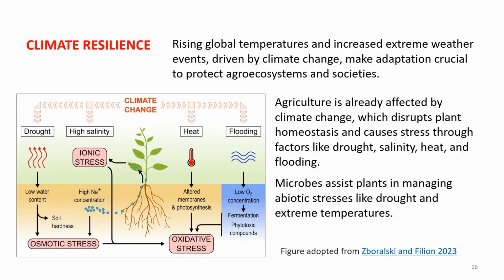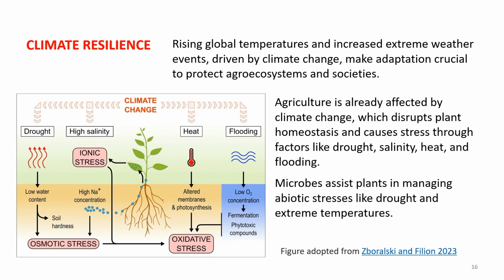So, we know that currently rising global temperatures and increased extreme weather events are being driven by climate change, making adaptation crucial to protect agro ecosystems, forest ecosystems and ocean ecosystems, and also to safeguard societies and nations. Agriculture is largely affected by climate change already. It disrupts plant homeostasis and causes stress through factors like drought, salinity, heat and flooding. Microbes assist plants in managing abiotic stress like drought and extreme temperatures.